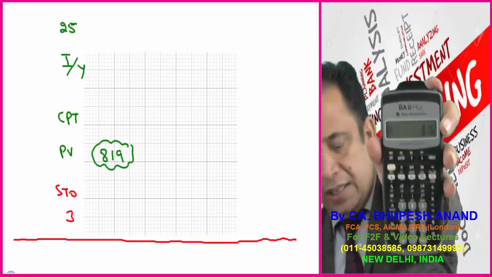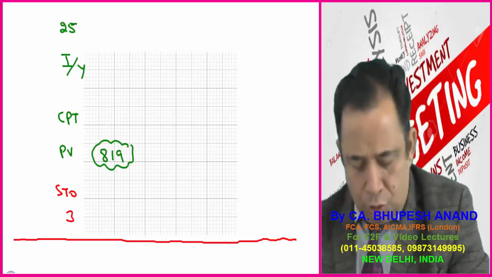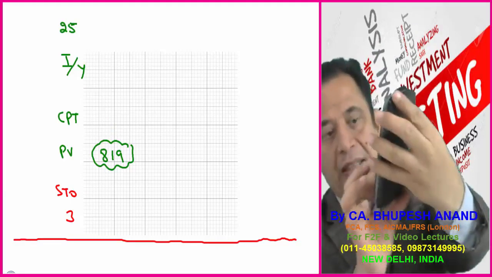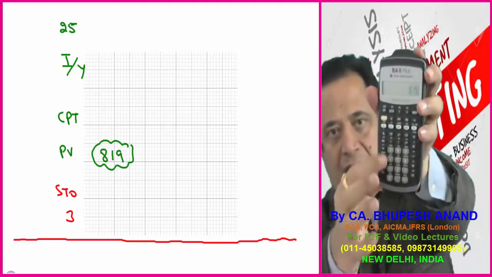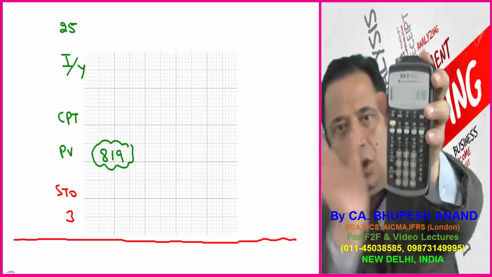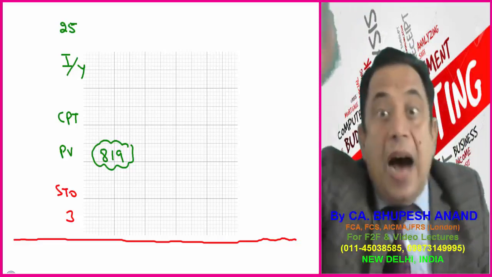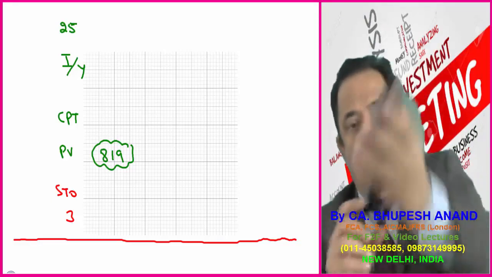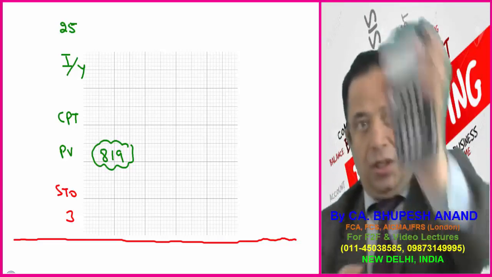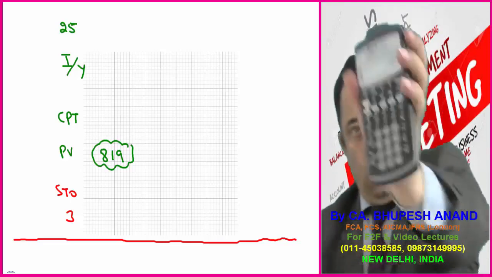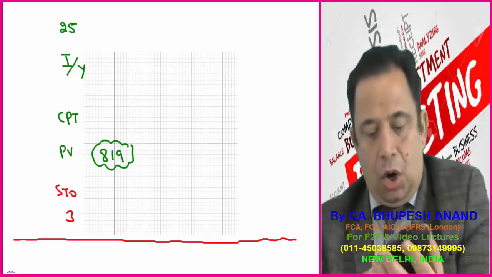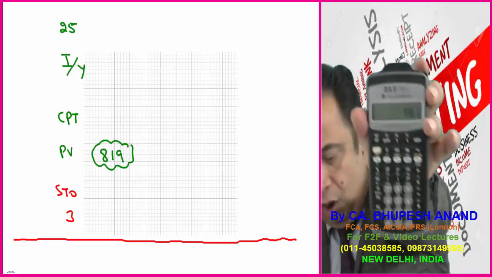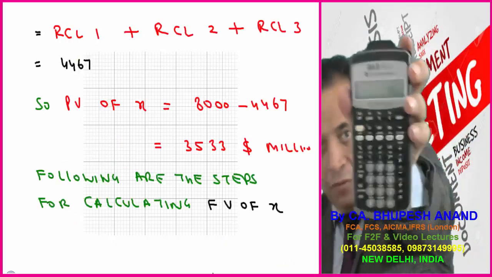that is coming to 819.2. Store 3. I have pressed store STO. This is STO button. STO3. Now these three inflows are being stored. So I have to find out the total. So what I am doing? Recall 1 plus recall 2 plus recall 3 is equal to, and the figure is coming to as 4467.